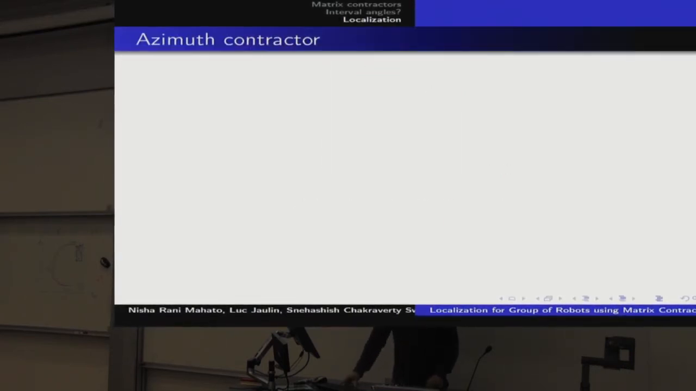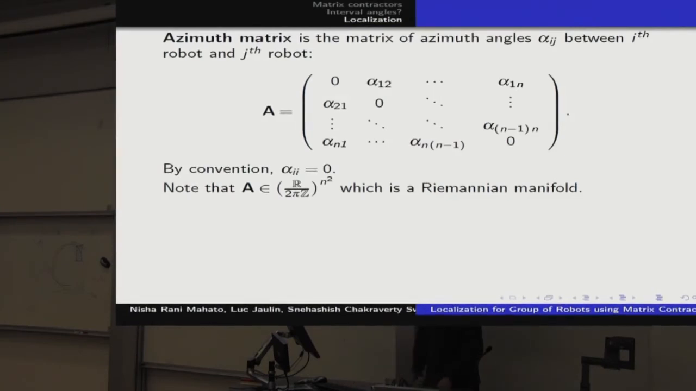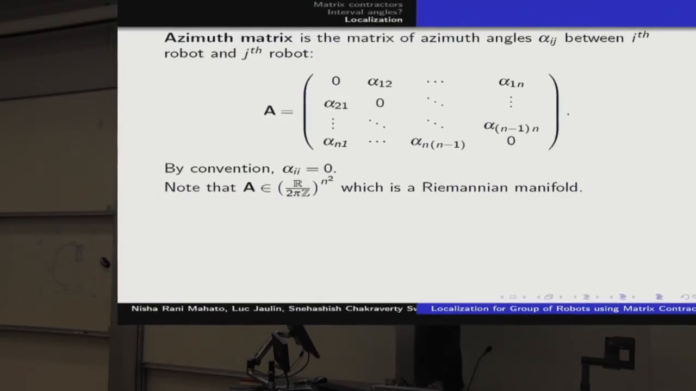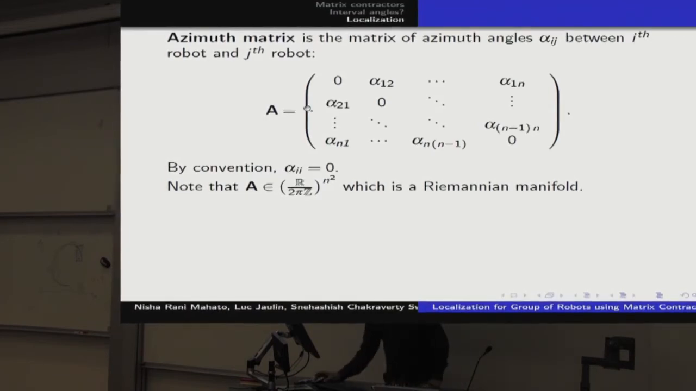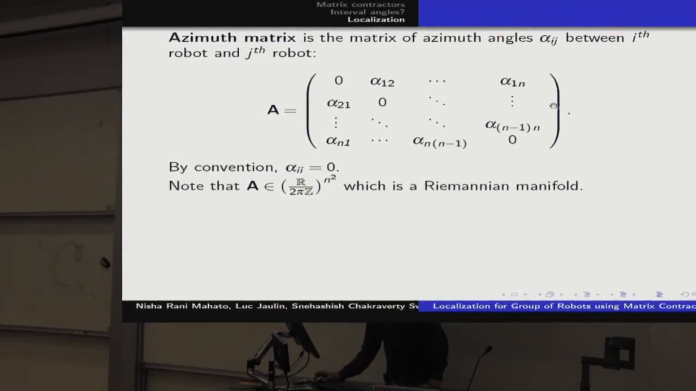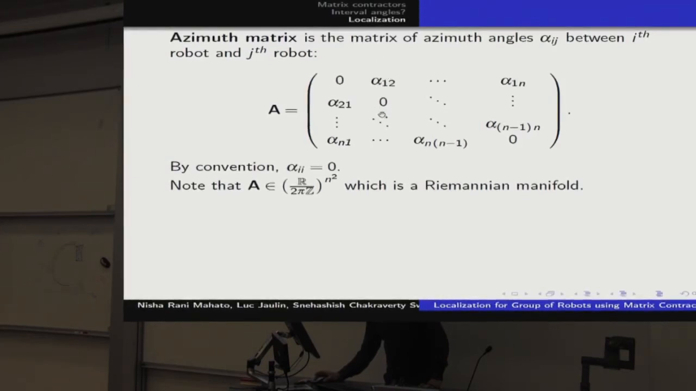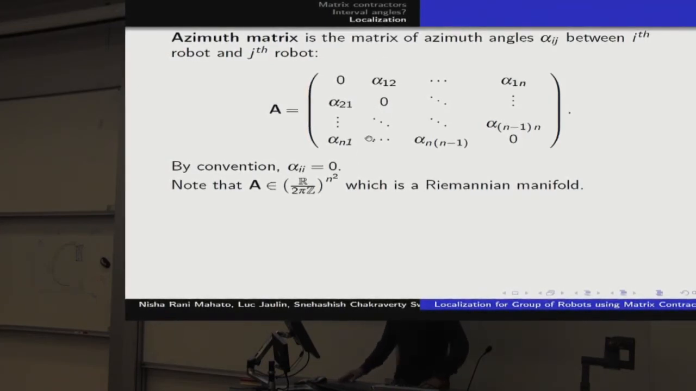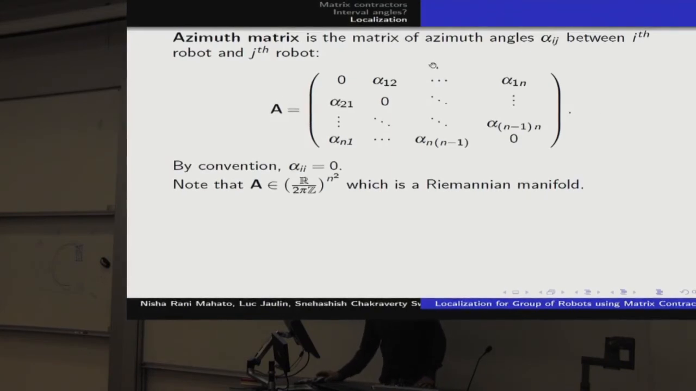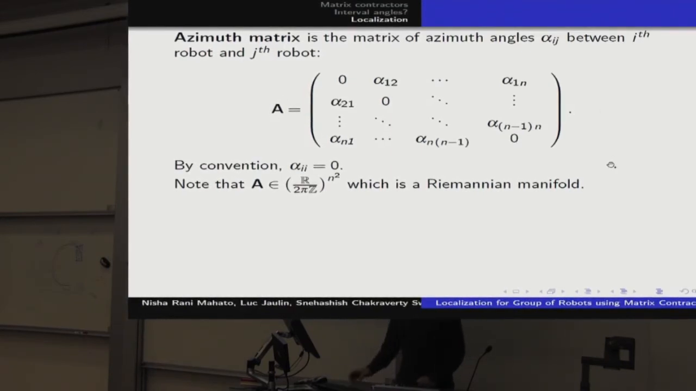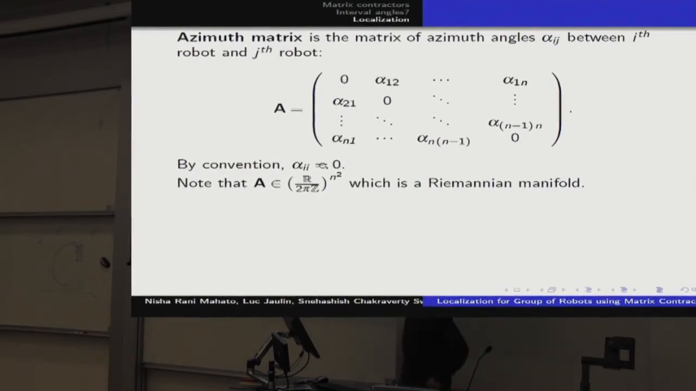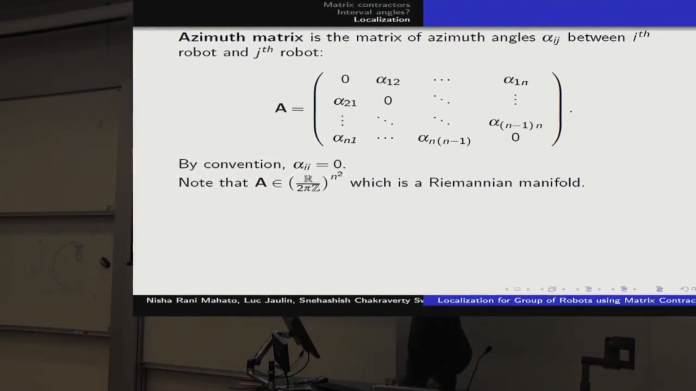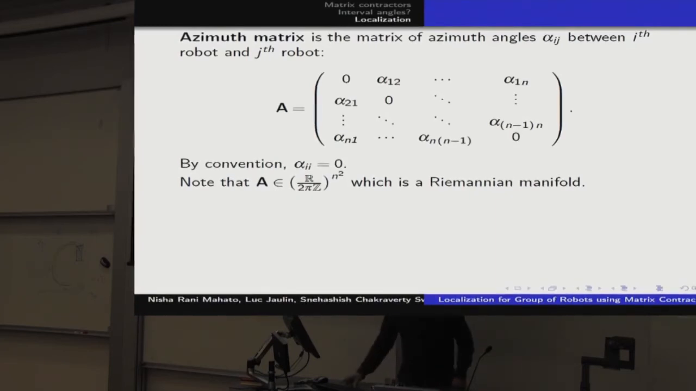Okay, so we built an azimuth contractor. So we define what is an azimuth matrix. It's a matrix of azimuth where the robot number I is able to see the robot number J. Okay, and on the diagonal, difficult to define it, by convention, we take 0. And this kind of matrix is inside a Riemannian manifold.